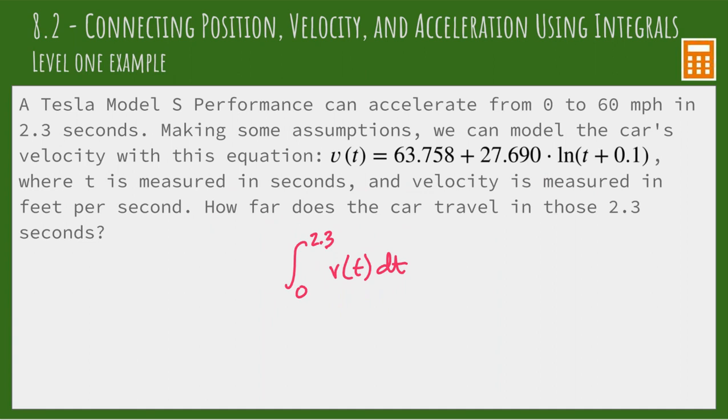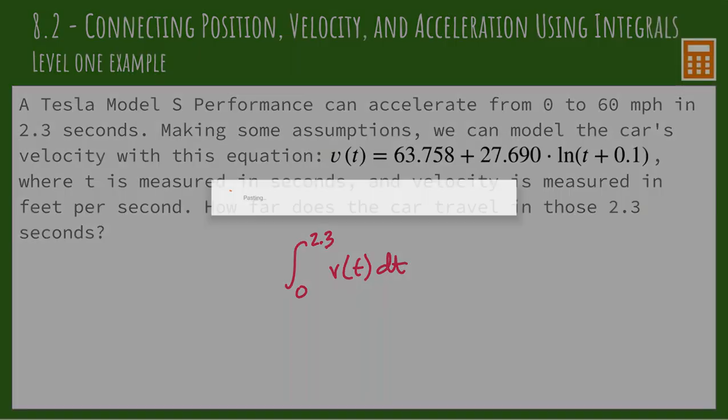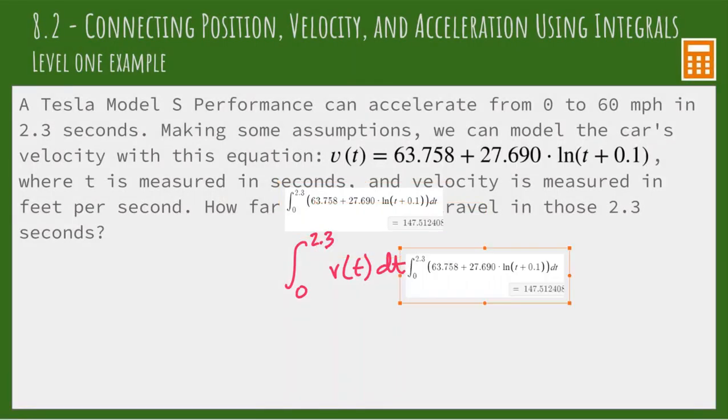So what we're looking for here is the value of this integral, the integral from 0 to 2.3 of the velocity, and that's going to tell us the car's displacement and also distance traveled, since the car is only going in one direction. So we're going to plug this into our calculator because this is not an integral that I would want to evaluate by hand, and it is a calculator problem.